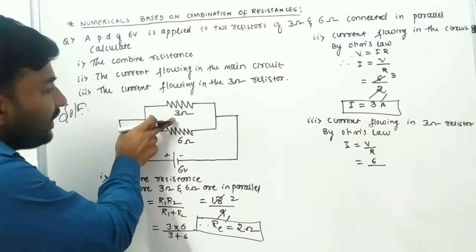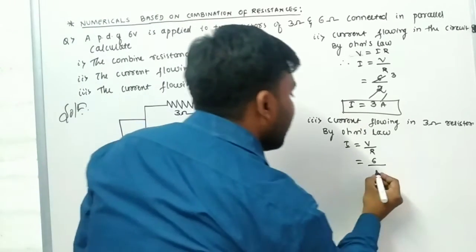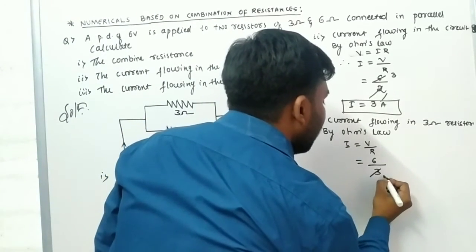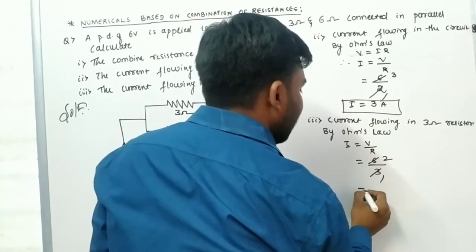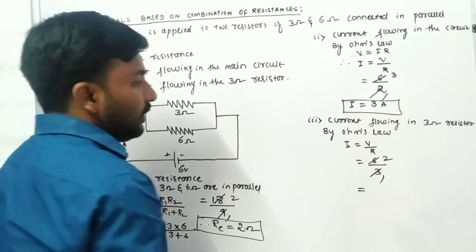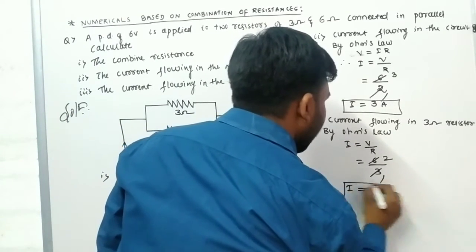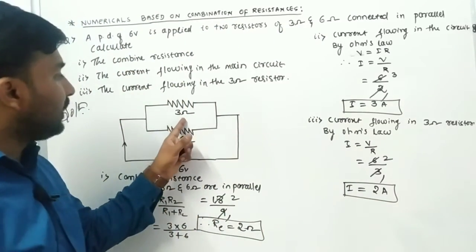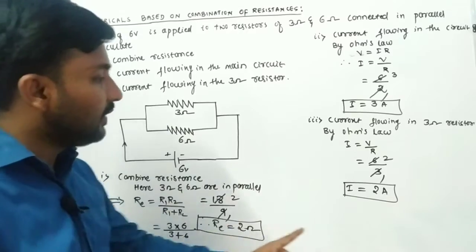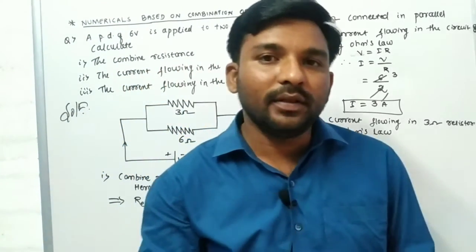What is the resistance? We need to calculate the current through the 3 ohm resistor. So resistance is 3. Therefore, simplify this one. 3 ones are 3, 3 2s are 6. This is equal to 2 ampere. So the current flowing through 3 ohm resistance is 2 ampere. So hence we have solved the problem.